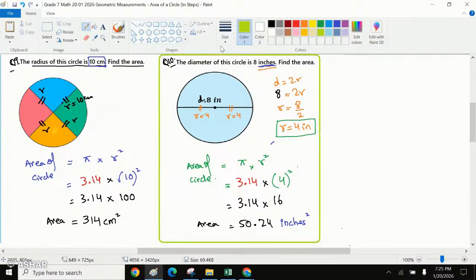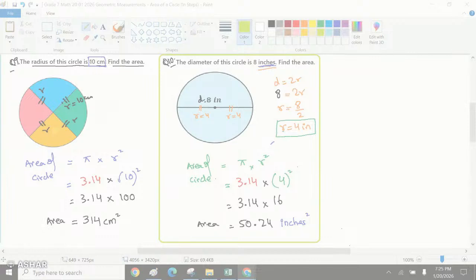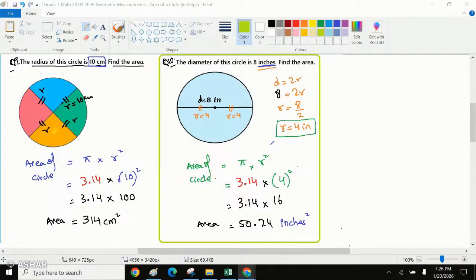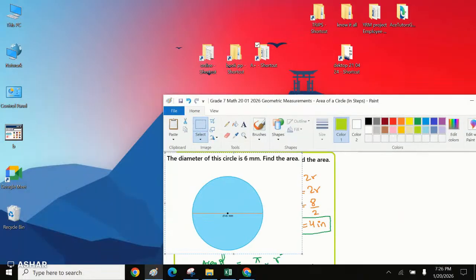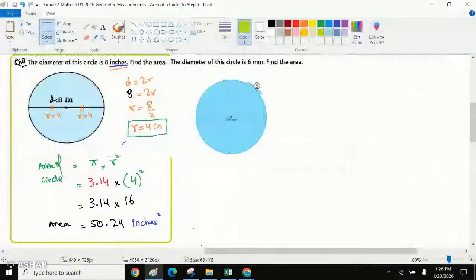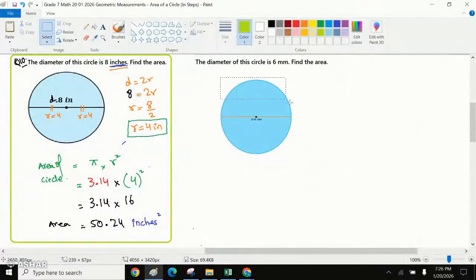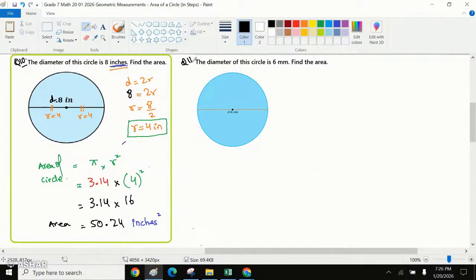Okay, moving ahead to the next question. The next question says, okay, let's do something. Okay, almost done with all the questions. Just one more question. Let's try. The diameter is given to us. If the diameter is given to us, we need to find the area of this given circle.